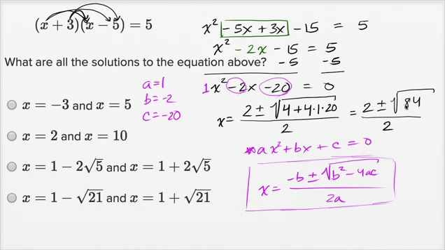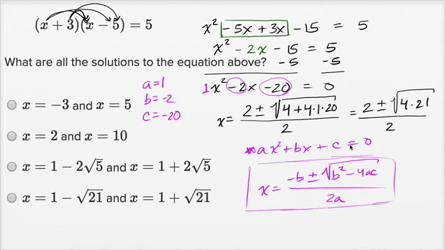Now already, if I'm under time pressure, I already see some choices that are starting to look a little bit like this. But let's see if we can get to the right solution here. So can I simplify this more? Well, let's see, the square root of 84. 84 is going to be divisible by 4. 84 is the same thing as 4 times 21, and all of that over 2.